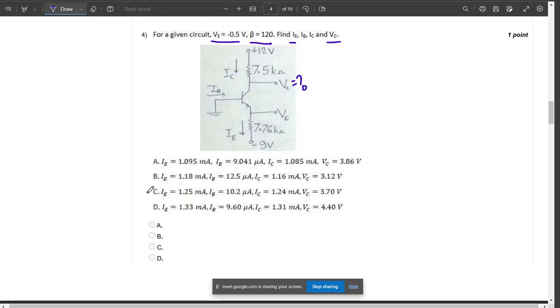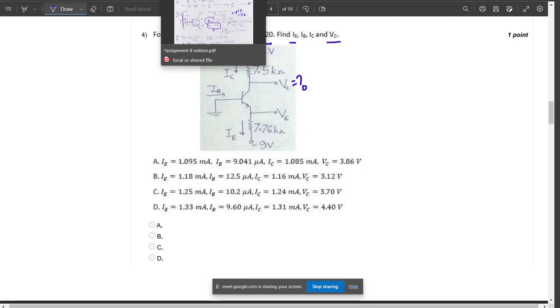And by applying the proportionality with beta, 1 plus beta upon beta, we can find IB and IC. And once we have IC, we can find VC, because VC is 12 volts minus the potential difference dropped across 7.5 kilo ohms. And the voltage drop will be 7.5 kilo ohms times IC. V is equal to IR. So VC is VCC minus IC RC. Yes. Very good. So what is your name? Mohammed Ayaz. So Ayaz is correct.